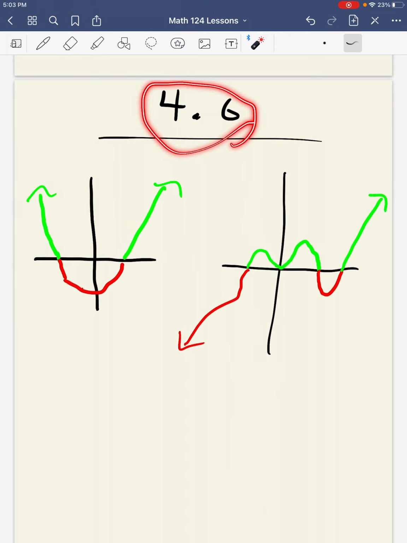Hello class, this is lesson 4.6. Here we look at inequalities dealing with polynomials and rationals.